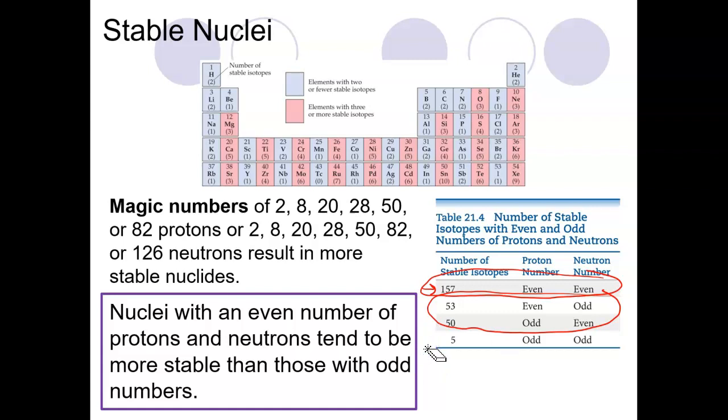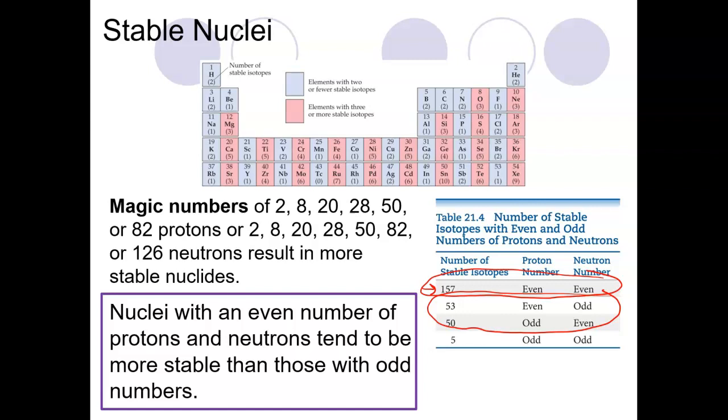Having an odd number of protons and an odd number of neutrons, only 5 stable isotopes exist that fall under that category. So in other words, things that have odd numbers of protons and neutrons are less likely to be stable. So if you have an even number of protons and neutrons, or even an even number of protons or neutrons, you are much more likely to be stable, not you, a nucleus, than if we have odd numbers.